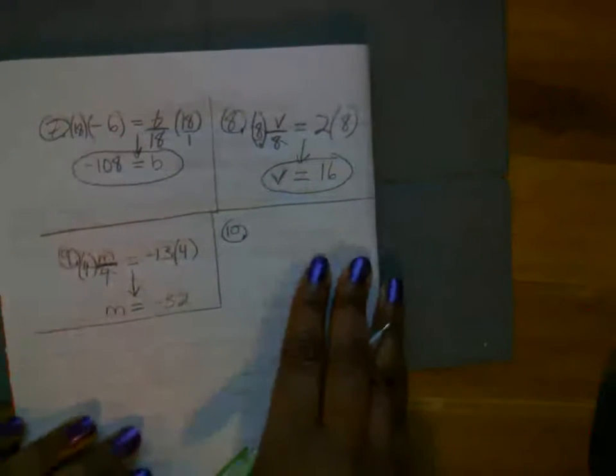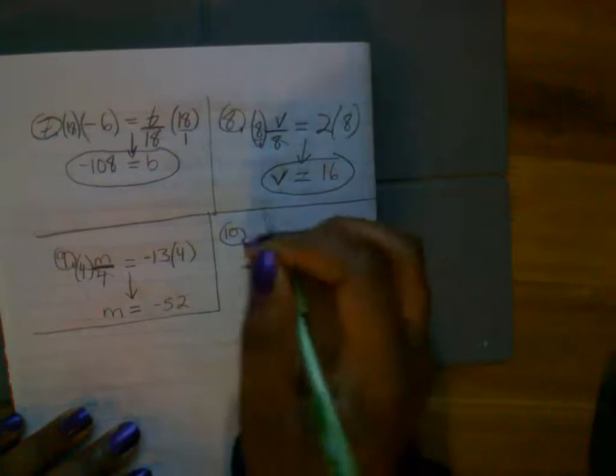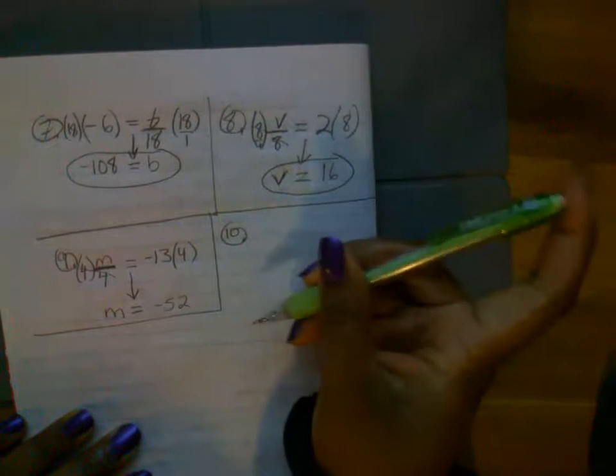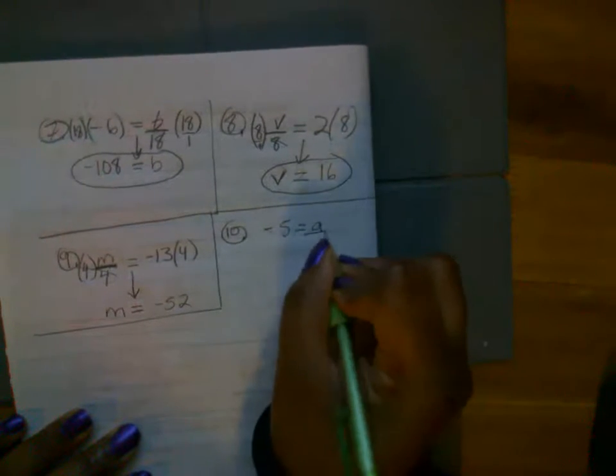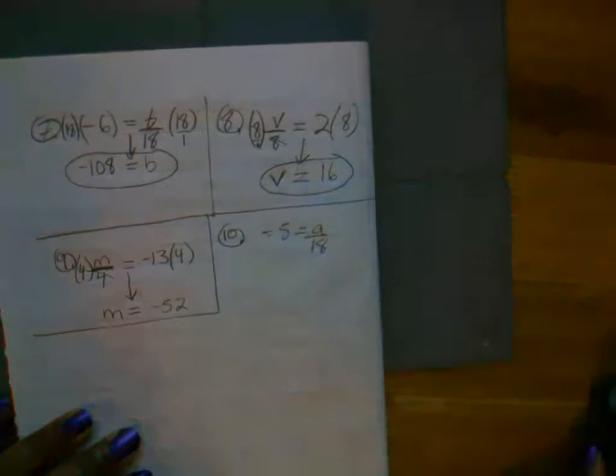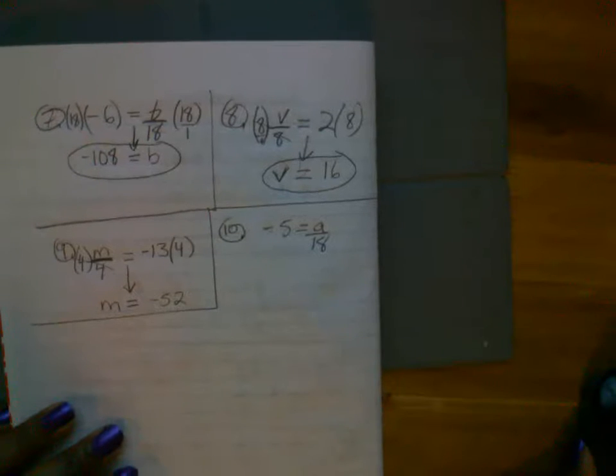All right, number 10. Let's try this one. We have negative 5 is equal to a divided by 18. See if you can do this one and write your answer in the chat.